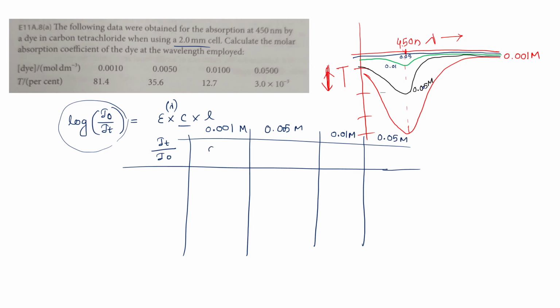The transmittance values are 0.814, which is 0.356, and it will be 0.127, and it will be 3 into 10 to the power minus 5, right? These will be in decimal.